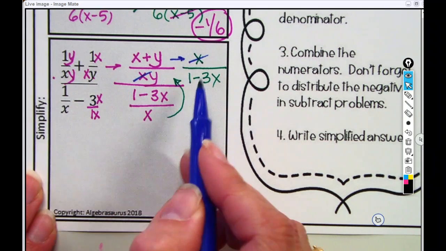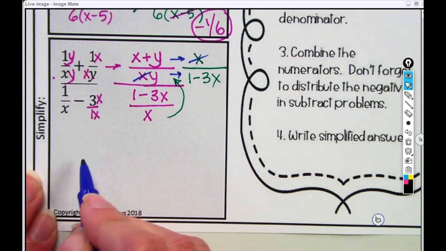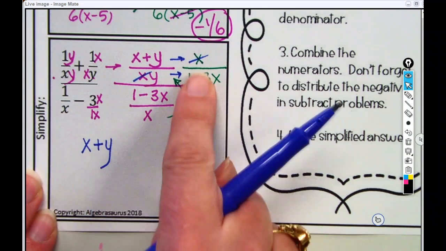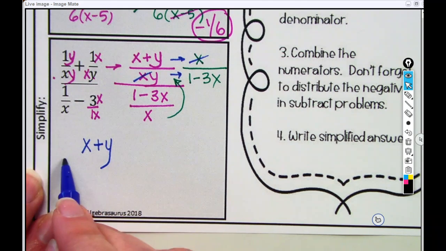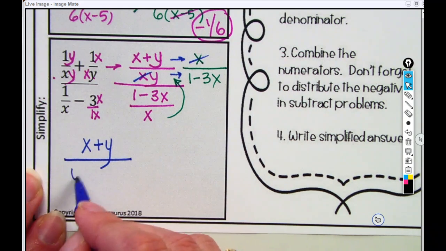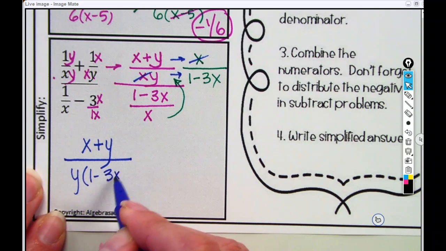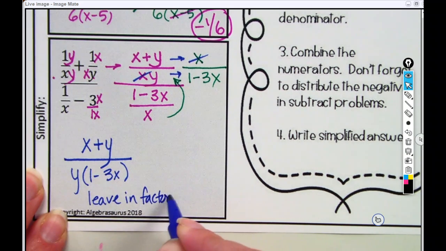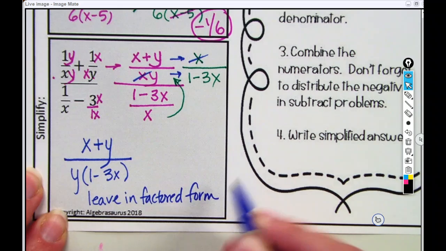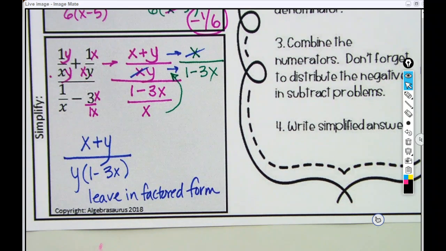Let's multiply straight across. So I have my x plus y times 1. That was convenient. Over, let's see, y times 1 minus 3x. Leave in factored form. Trust me. Don't multiply that out. Later when we graph something like this, now you guys are already seeing the foreshadowing there. Like what? We're going to graph these. Later when we graph something similar to this, it won't have two variables, but we'll want it in factored form.